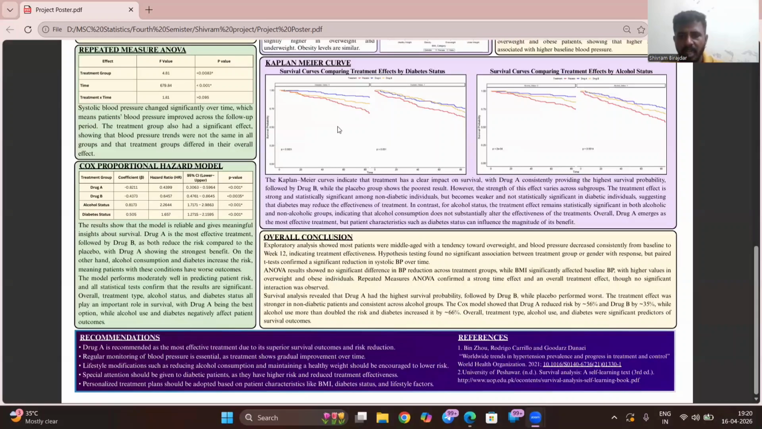While treatment improves hypertension overall, patient-specific factors like diabetes, BMI, and alcohol play a crucial role in determining the outcomes.